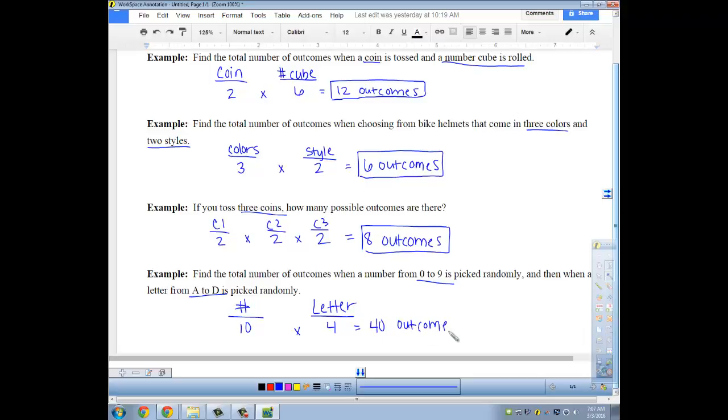So with these, you just want to be careful that you're thinking, okay, what am I doing with each problem? And then figure out how many options each event has. If you have any questions about this when you're working on your Google form assignment, please feel free to email me.